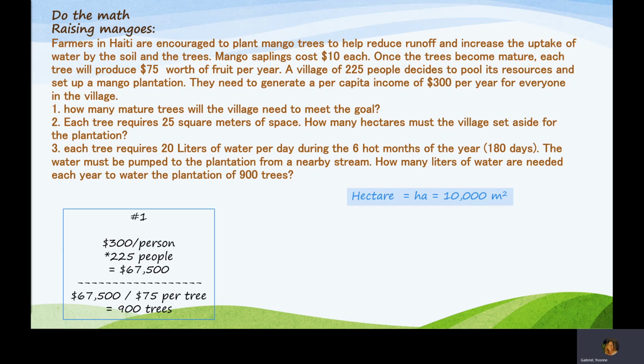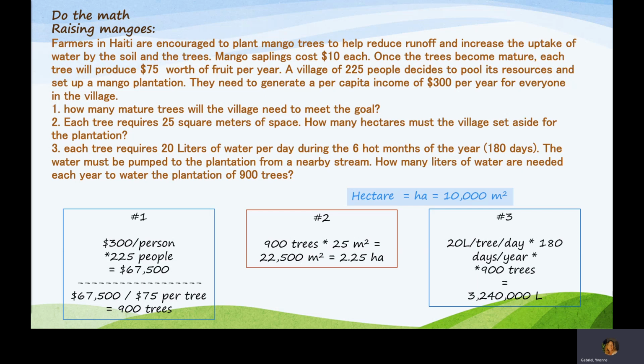And number 2's coming, so notice I write out the problem, I have my units with the problem, and then my answer.